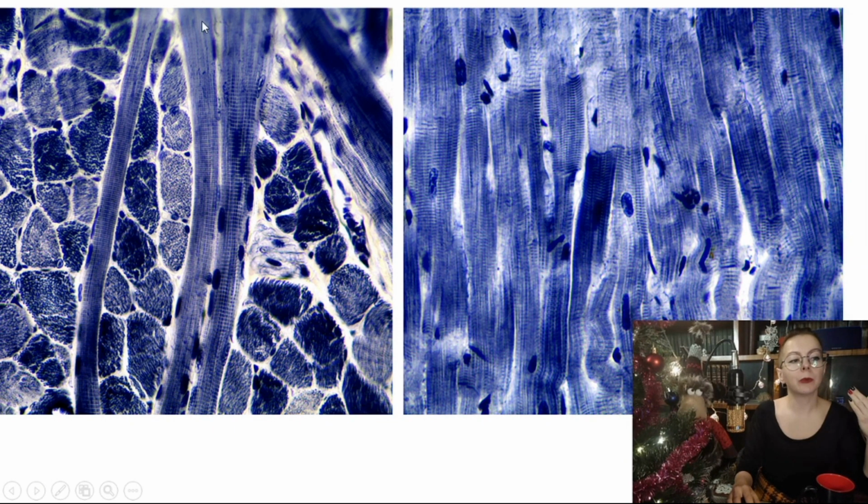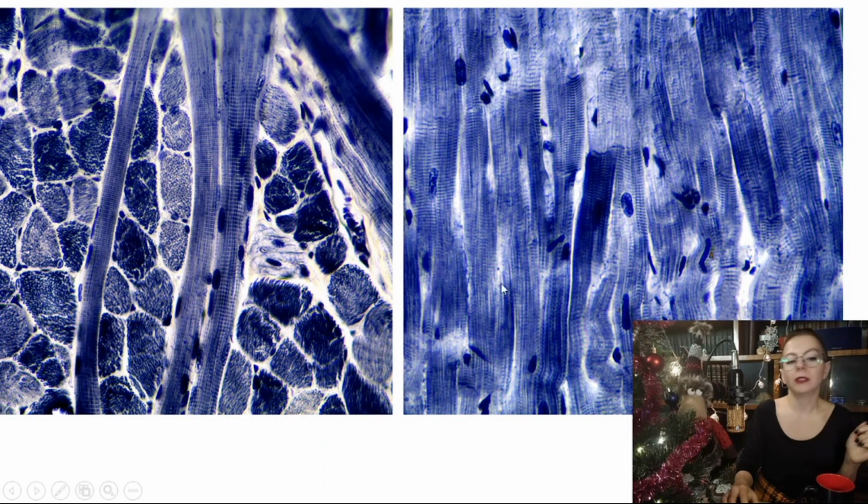So if you can see some of them longitudinally sectioned, some of them sectioned across the long axis, then this should be skeletal. This is the cardiac. But what is more helpful is nuclei. If nuclei are at the periphery, this is the skeletal.